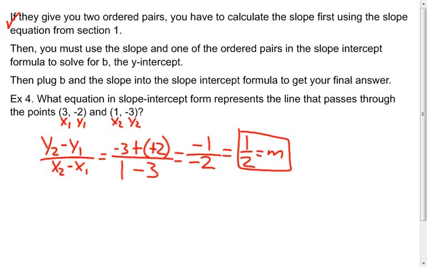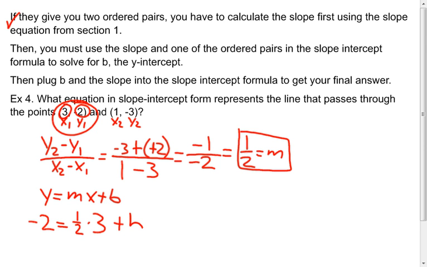Then you must use the slope and one of the ordered pairs and plug them into the slope-intercept form. So slope-intercept form, y equals mx plus b. I know what m is, it's 1/2. And I need to pick one of my ordered pairs. It doesn't matter which one. I'm going to pick this one. And I'm going to put the y value in for y. So in place of y, I'm going to put negative 2, because that's what the y value was. And in place of x, I'm going to put 3. And then plus b, because b is the thing I'm trying to find out now.